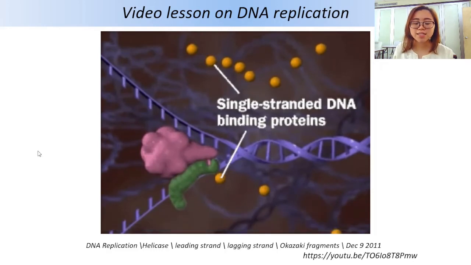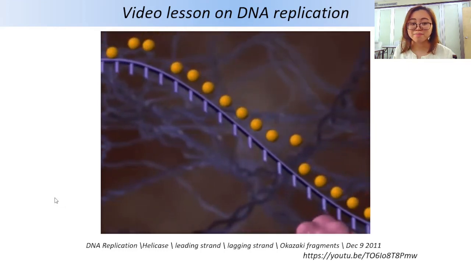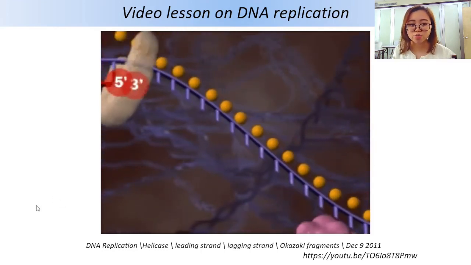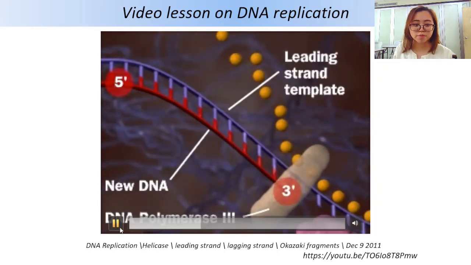Now you see here, these are single-stranded binding proteins ataupun SSBP. They are going to bind to the separated strands of DNA so that they do not come back together, okay, so that replication can continue. Okay, so we see here there will be many SSBPs and they're going to bind to the DNA. Here we have new DNA being formed.